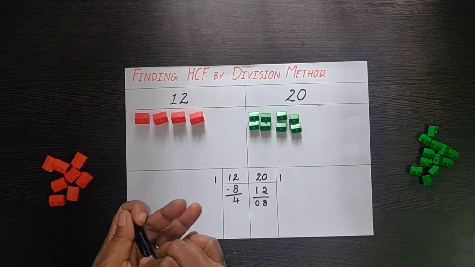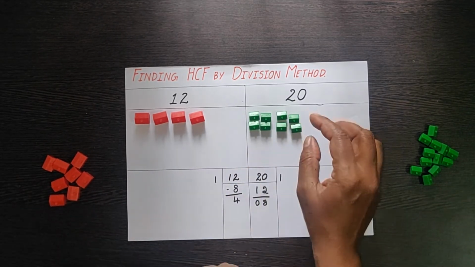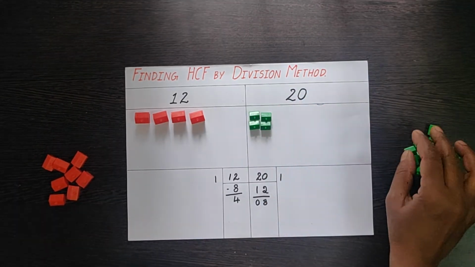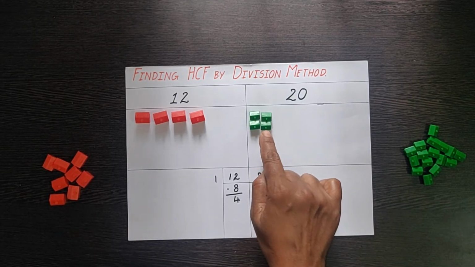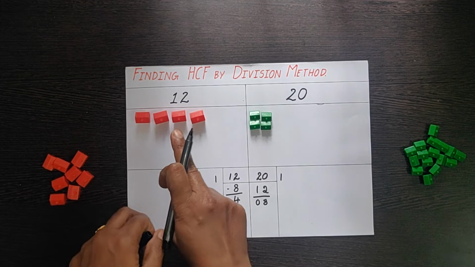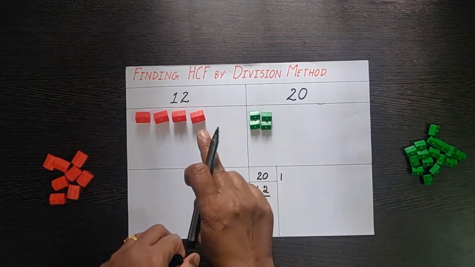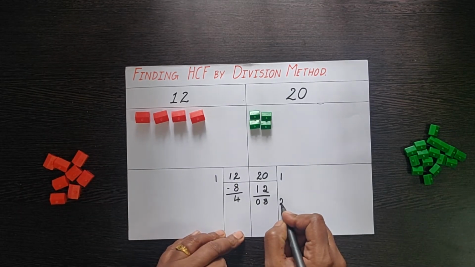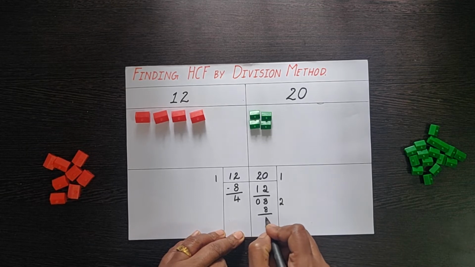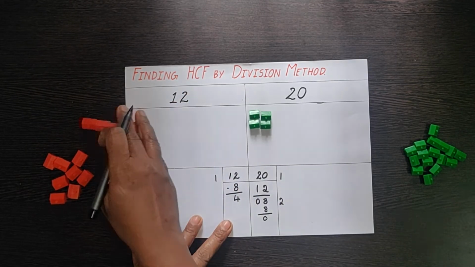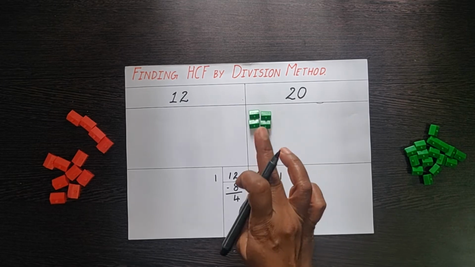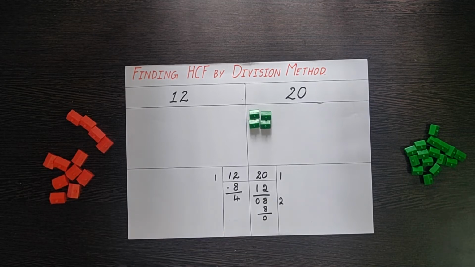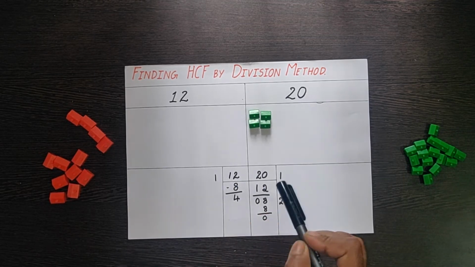Now 8 is greater, 4 is smaller. Now from this remove 4. 1, 2, 3, 4. Remove 4. Now how many are left over? 4. Here also 4. Now divide this. I removed this one. Now from this you divide it. So 4 2s are 8. 8 minus 8, 0. So remove this 4. The remaining is 4. So 4 is the HCF of 12 and 20. In this way, we can do the activity to find the HCF by the division method.